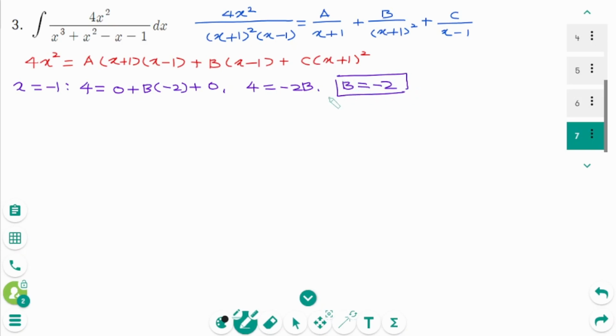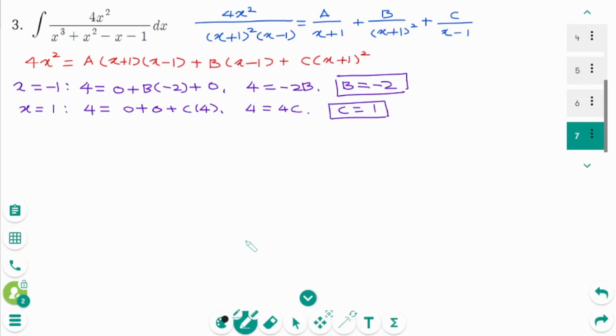To solve for c, if x equals 1, then 4 times 1 squared is 4 equals a times 1 minus 1 is 0, plus b times 1 minus 1 is 0. Then c times 1 plus 1 is 2. Then 2 squared is 4. Then 4 is 4c, then c equals 1.